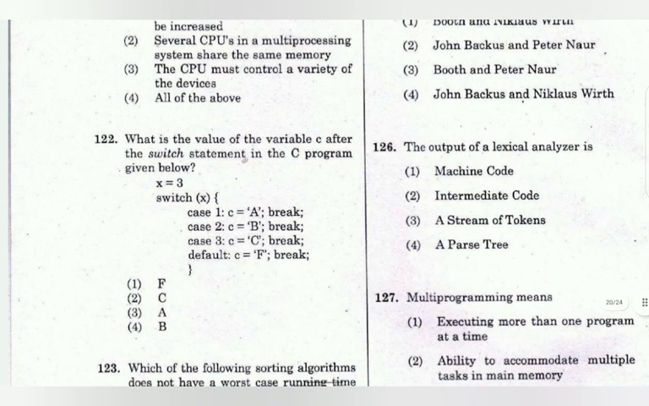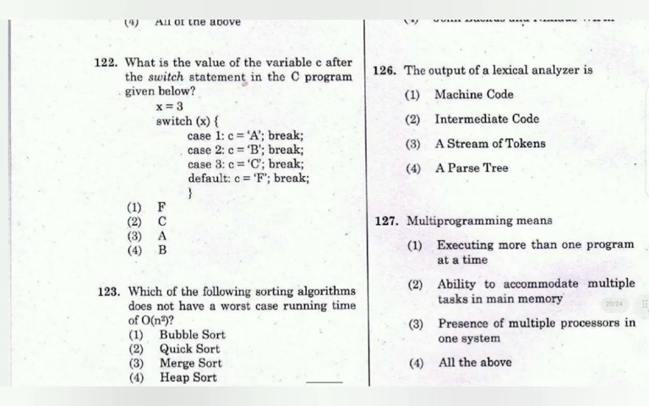Next one. The output of a lexical analyzer is. A lexical analyzer or lexer processes source code and converts it into tokens, that is keywords, identifiers, symbols, etc., for further processing by the syntax analyzer, that is the parser. So here option 3, that is a stream of tokens, is the correct answer.